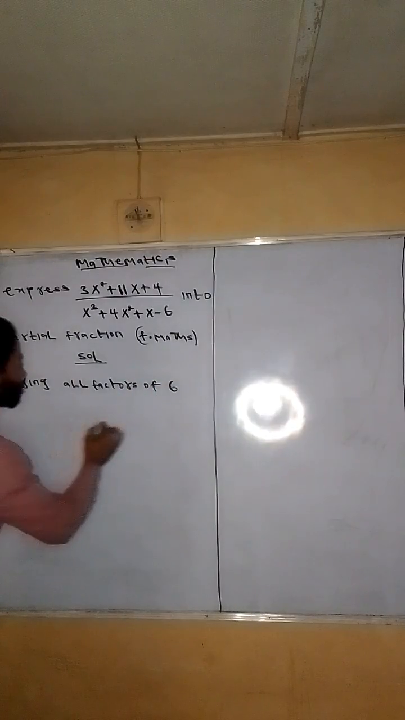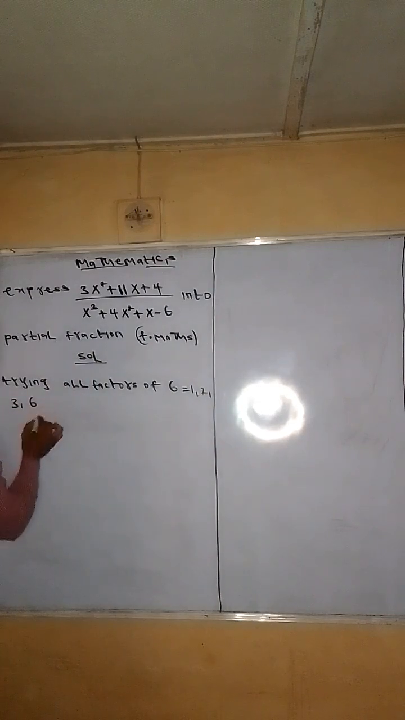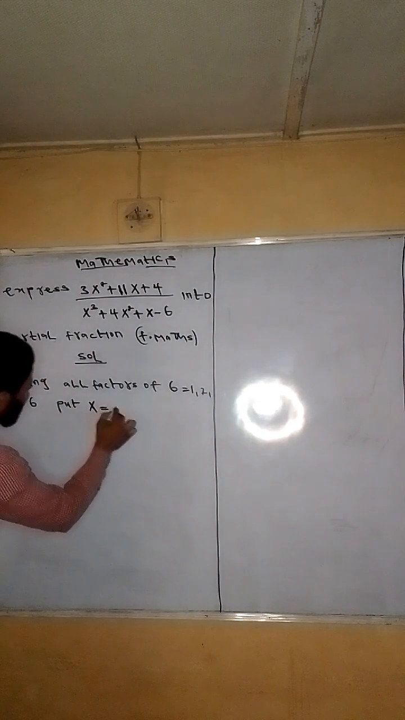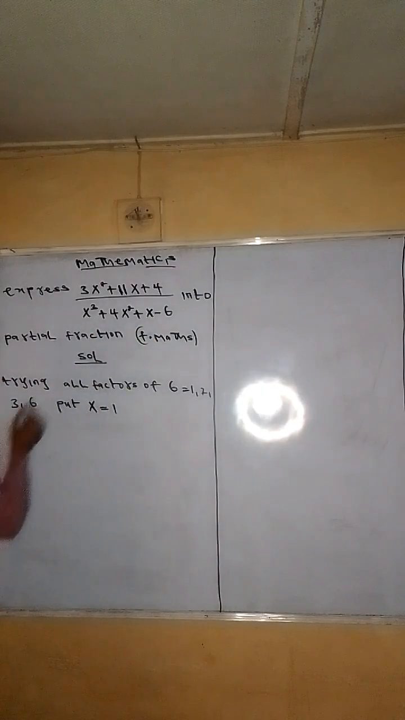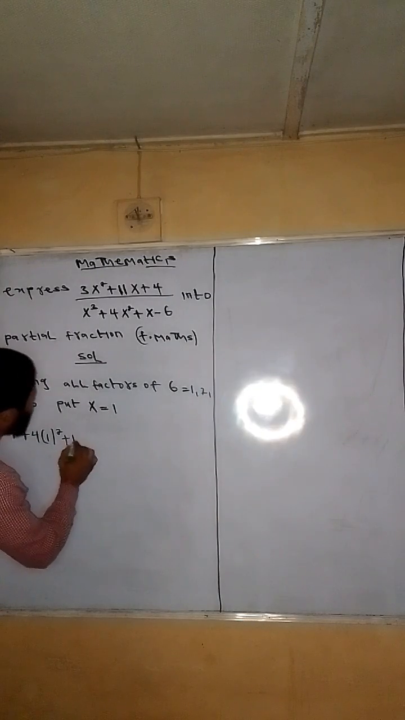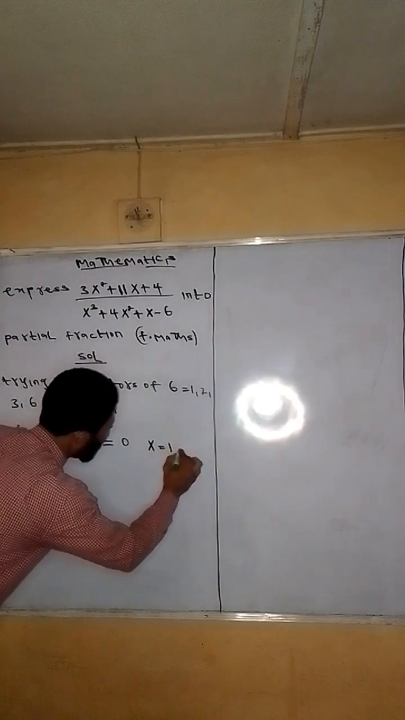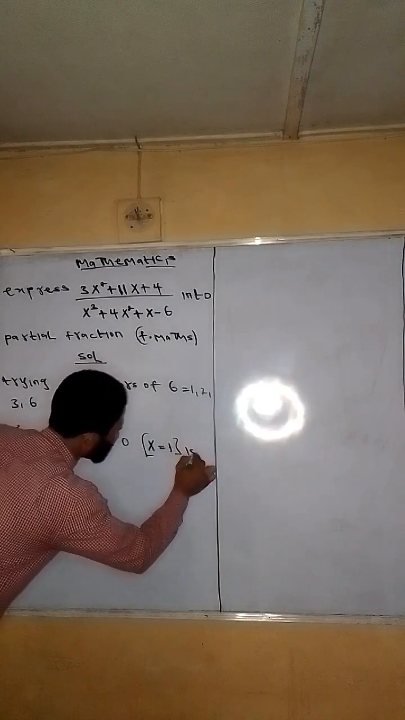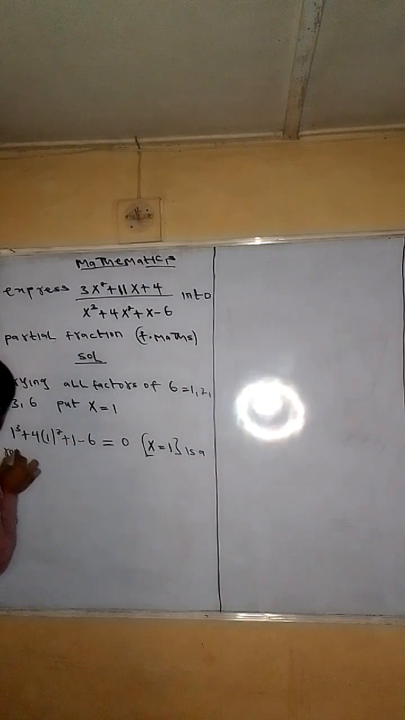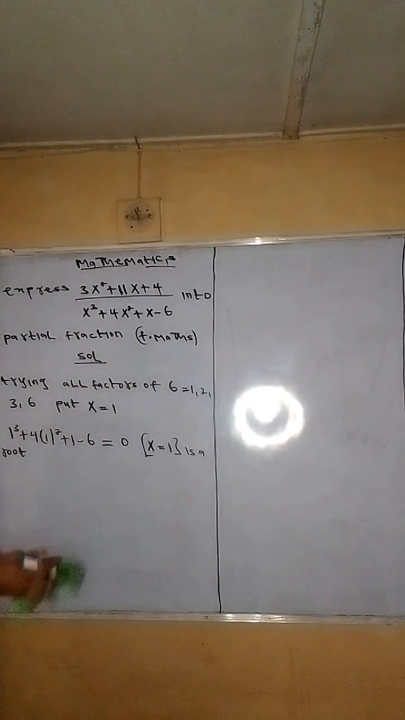Trying all factors of 6, the factors are 1, 2, 3, and 6. Put x as 1 first. If you put x as 1 here, you are going to see 1 cubed plus 4 into 1 squared plus 1 minus 6. If you simplify this, we are going to have 0. So x equals 1 is a root. If you put x as 1 into this denominator, it produces no remainder.